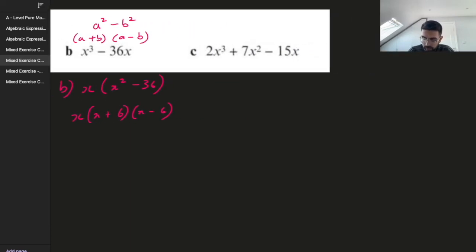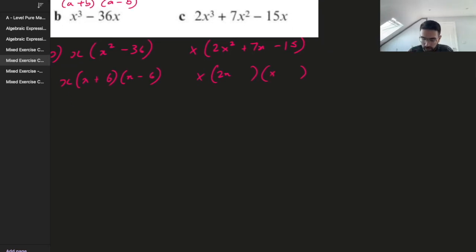Okay, let's move on to the last question. I'm going to pull out a factor of x. So we're going to be left with 2x squared plus 7x minus 15. And again, we're going to play that same game. So here I need to factorize this. I'm going to write 2x plus, in fact, I'm not going to write the plus yet because we don't know if it's going to be a plus or negative.